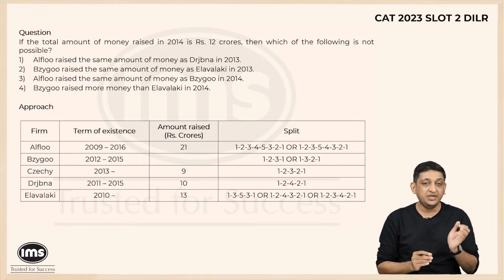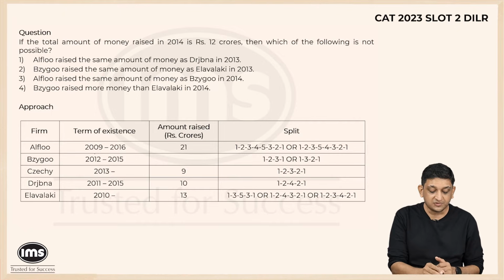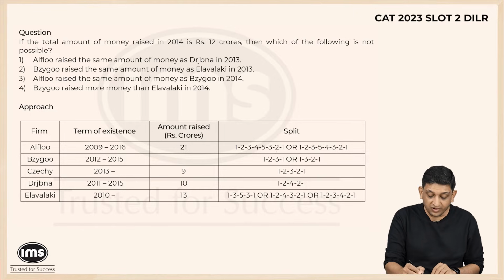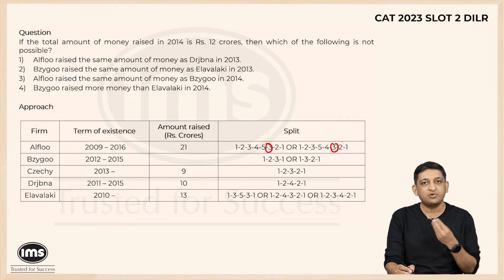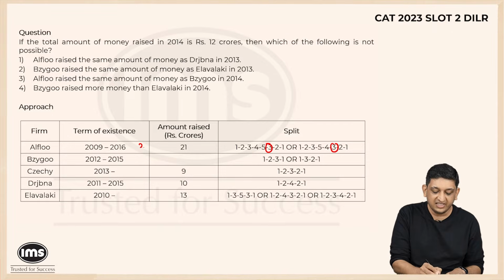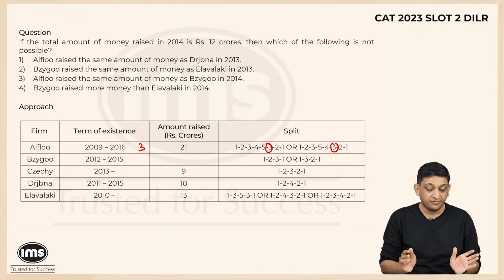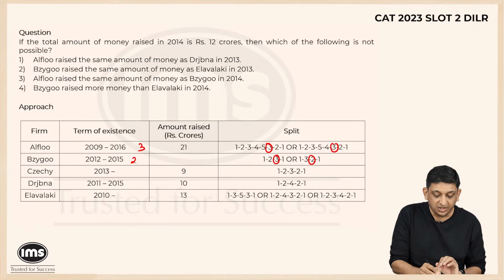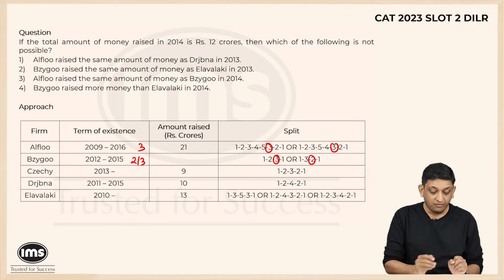But let's see what happened in 2014. In case of the first firm, 2014 was the third from the last year. So if you look at it, 3 to 1 and 3 to 1, firm A would have contributed 3 crores irrespective of whatever happened in the year 2013 or 2014 rather. Right? What about B? It was again the penultimate year of operations, so it would have either contributed 2 crores or 3 crores. What about firm C?